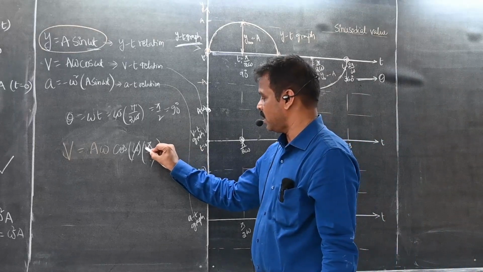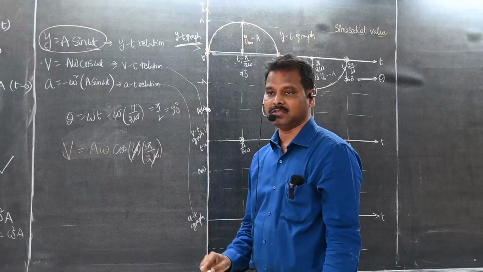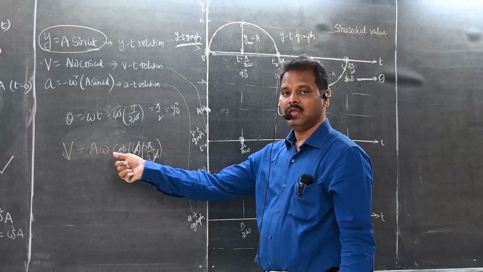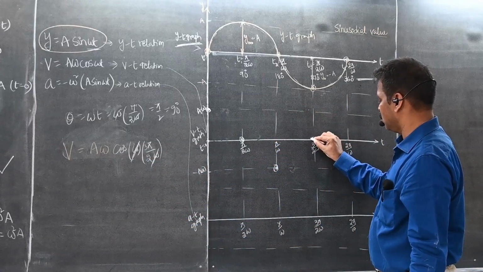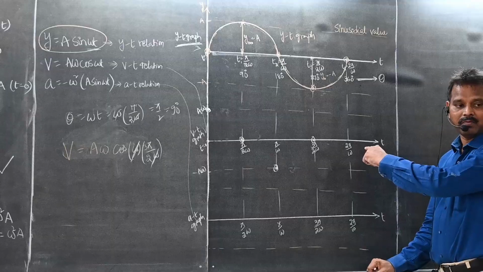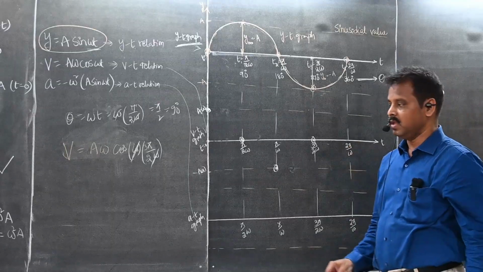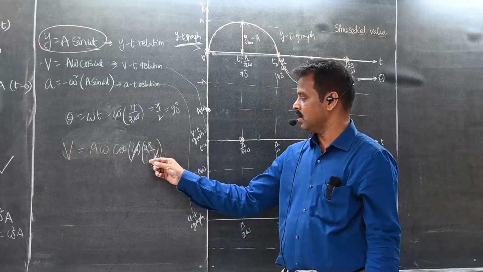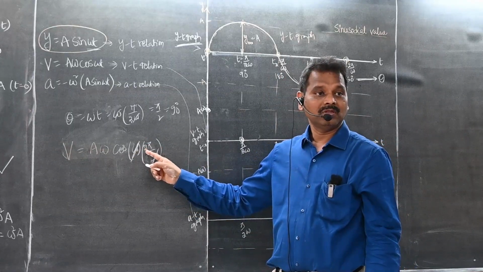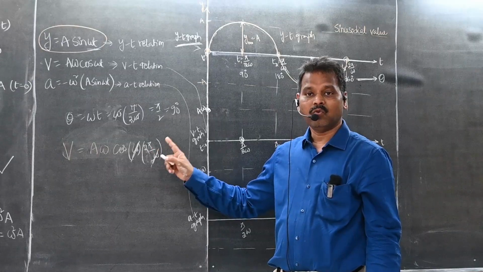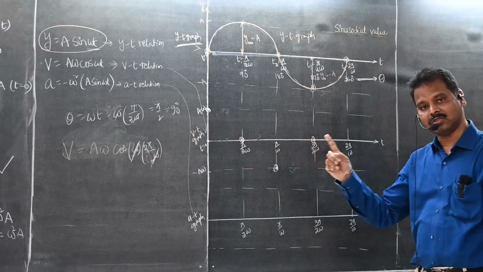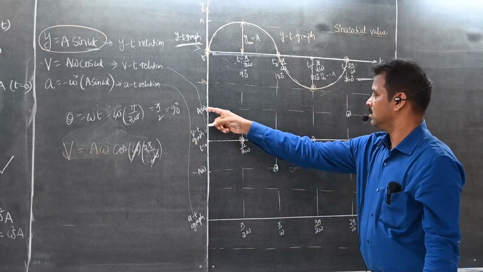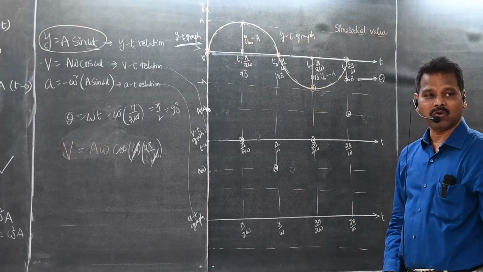And then the next time, 3 pi by 2 omega. I am writing 3 pi by 2 omega. Omega will get cancelled. Cos 3 pi by 2, cos 3 into 90, cos 270 will become 0. And then what is the last time here? 2 pi by omega. Omega will get cancelled. Cos of 360 is 1, just like cos 0 is 1. So this is 1 into A omega, which is A omega.